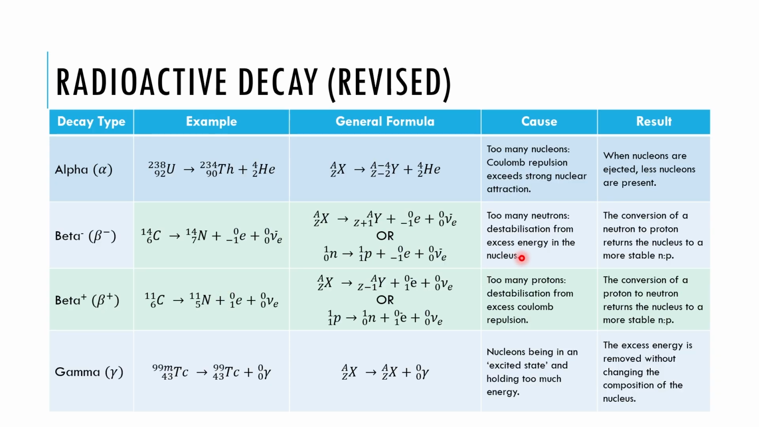This again occurs because there are too many protons, and the destabilization of the nucleus occurs because there is too much Coulomb repulsion. Because we're converting a proton into a neutron, we end up with the nucleus having a more stable neutron to proton ratio.